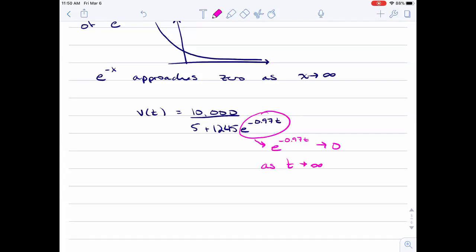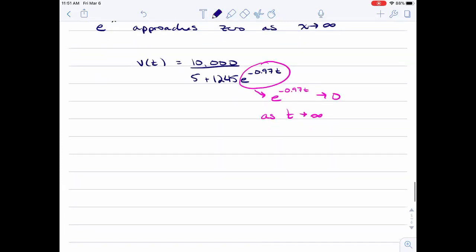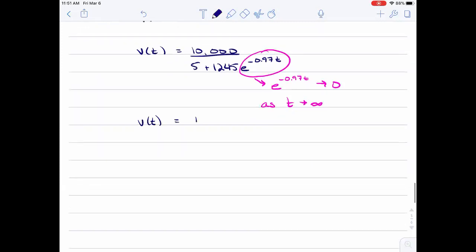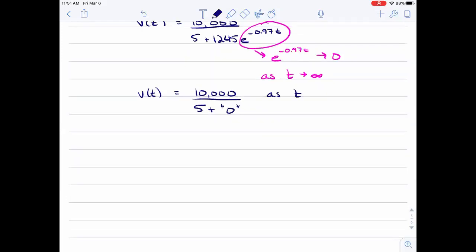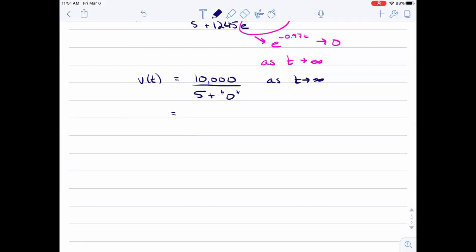Which means if this whole thing is going to 0, then the 1245 falls away, but we've got this 5 still. And we're not concerned with how that 5 got there. I would just give you the function and we have to know how to use it. So what we're left with is v of t is 10,000 divided by 5 plus 0, or at least a very, very small number, as t goes to infinity. So then we get 10,000 divided by 5, which is 2,000.